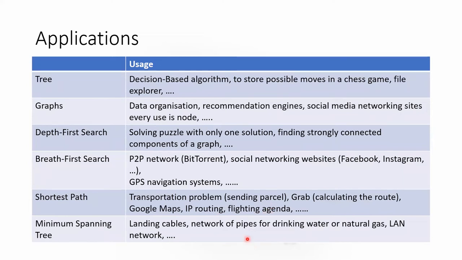Well, for minimum spanning tree, what can it be used for? It's like the connections between the subtrees that are connected. It will be used on landing tables, network of pipes for drinking water or natural gas. So probably in building constructions, how are you going to connect between the pipes? And also, if let's say in the whole building you have a gas system, how are you going to connect? Then LAN networks. So all these that you learn, if you learn about trees, graphs and also searching, these are the real world applications that you're going to use.